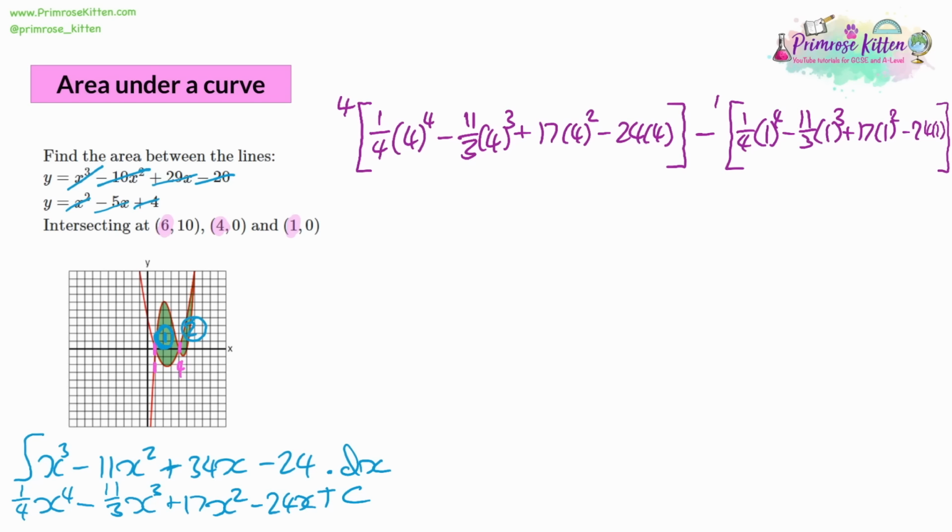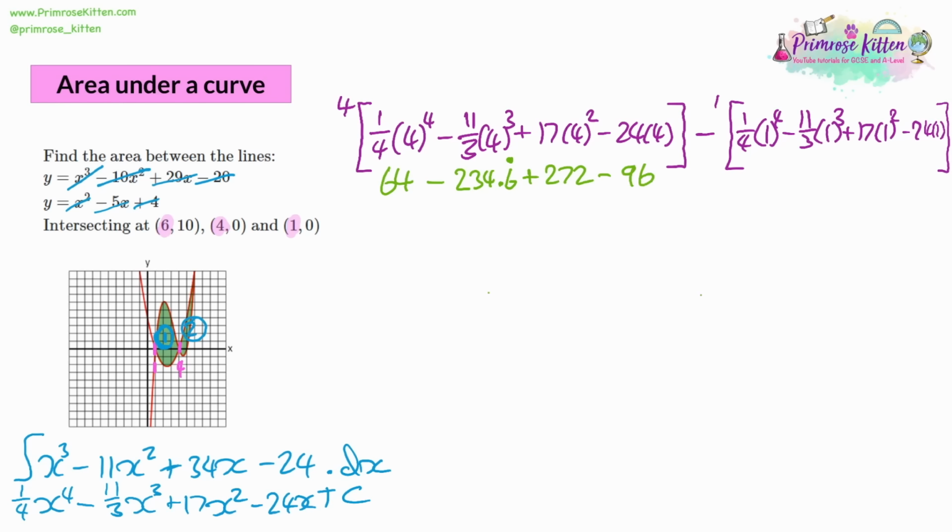So we have 4 to the power of 4, and a quarter of it, divided by 4, will give us 64. 4 to the power of 3, 11 thirds times by 11 divided by 3 is going to give us 234.6 recurring. 4 squared is 16, times it by 17 is going to give us 272. Then we're going to take away 24 times 4, which is 96.